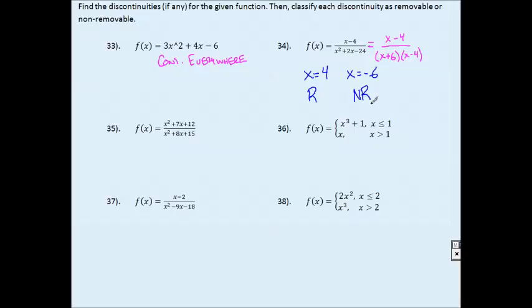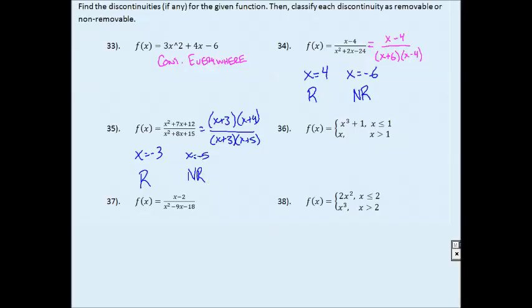35, same idea. Need to factor the top and bottom. On the top, x plus 3 and x plus 4. On the bottom, x plus 3 and x plus 5. So my discontinuities, x equals -3, x equals -5. X equals -3 canceled out. That made it removable. X equals -5 was non-removable because it did not cancel out.